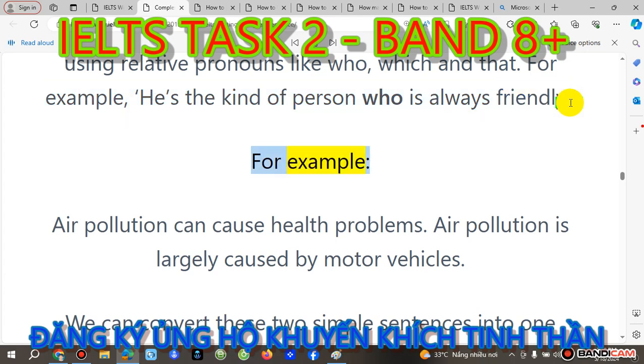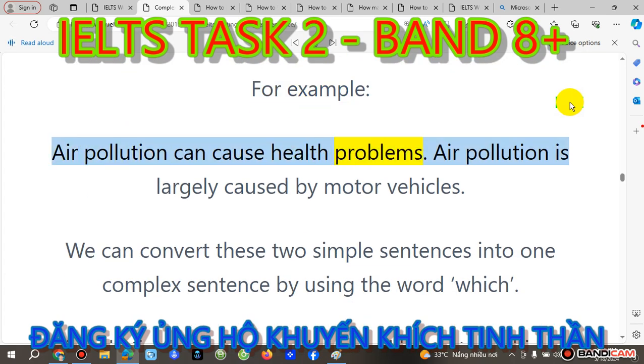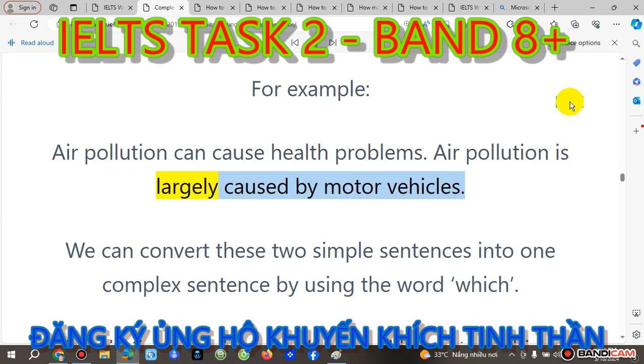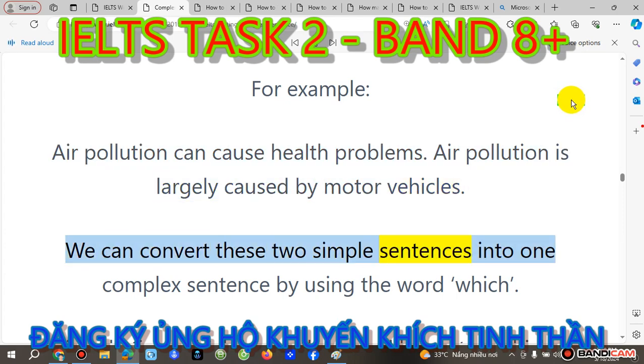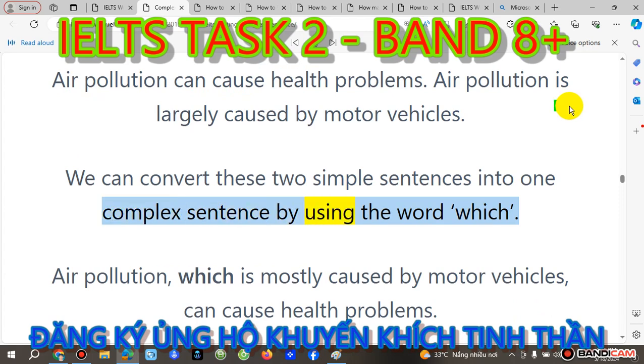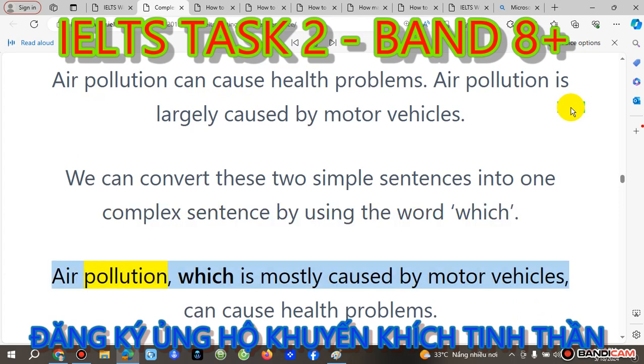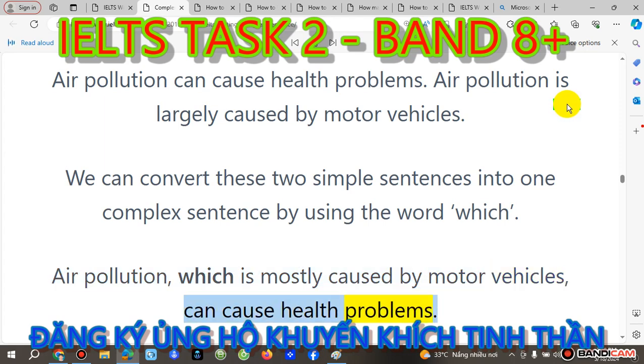For example, air pollution can cause health problems. Air pollution is largely caused by motor vehicles. We can convert these 2 simple sentences into 1 complex sentence by using the word which. Air pollution, which is mostly caused by motor vehicles, can cause health problems.